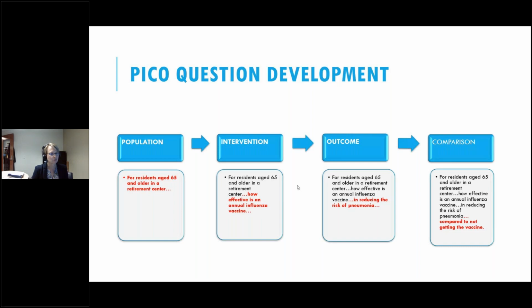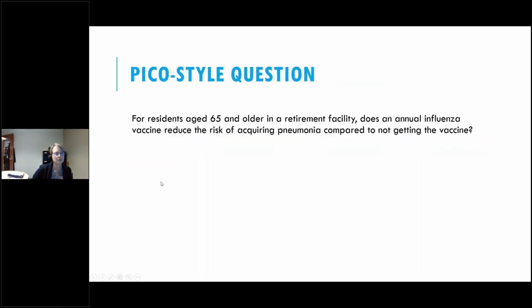This method, starting with the population, usually works. There are some questions it doesn't work for as well. Just make sure you have all of the items, population, intervention, outcome, and if you have a comparison, the comparison in your single question. So here is my question.